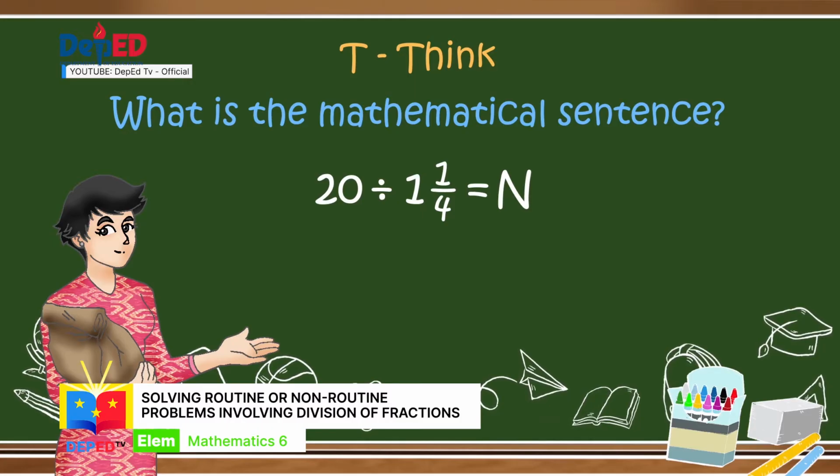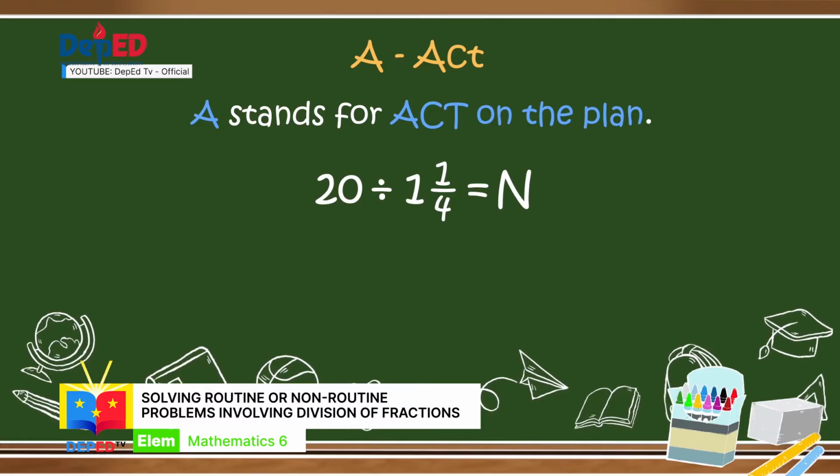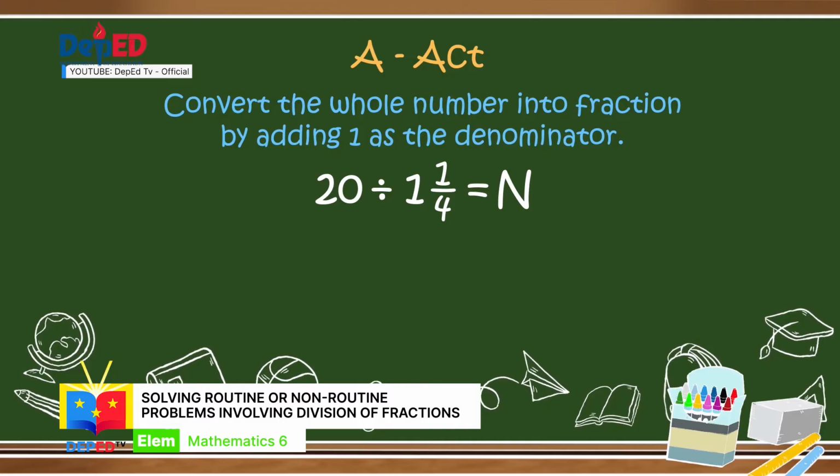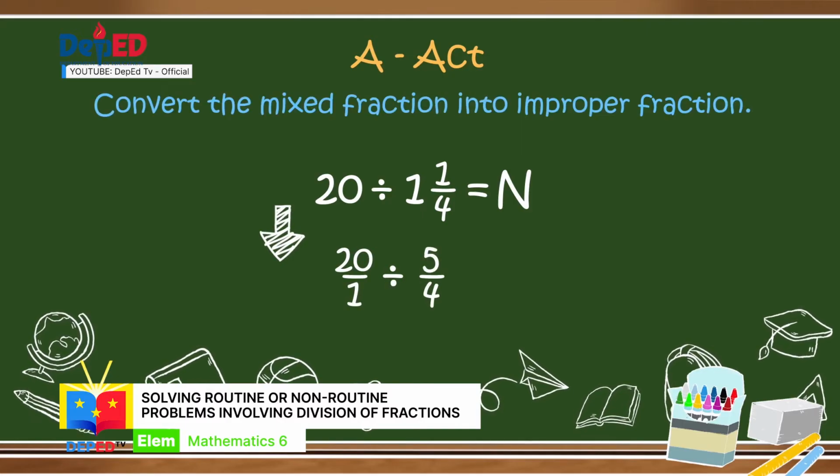Step 3. A stands for act on the plan. It means let us solve now the problem by showing our solution. 20 divided by 1 1/4 equals N. Remember the steps in dividing fractions? First, convert the whole number into fraction by adding 1 as the denominator and the given mixed number into improper fraction by multiplying the denominator by the whole number and add the numerator. Copy the denominator. We have 20 over 1 divided by 5/4.